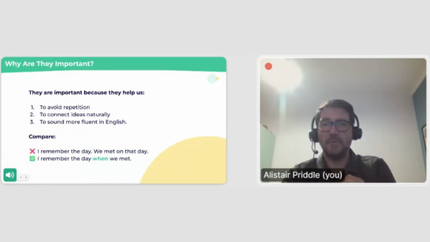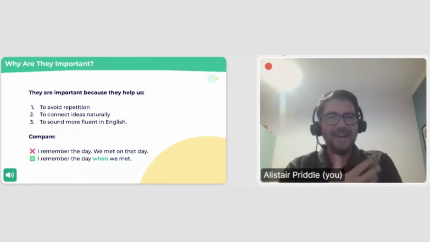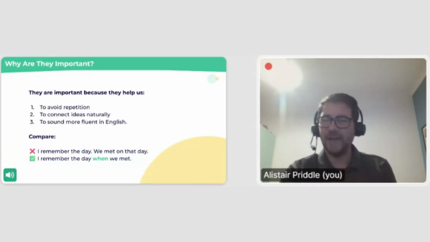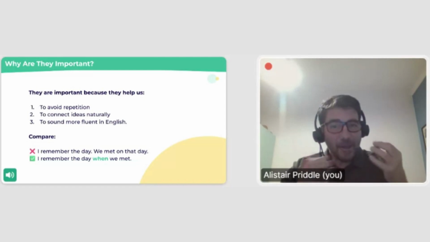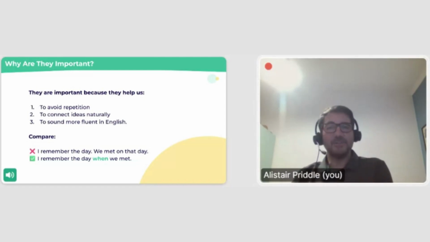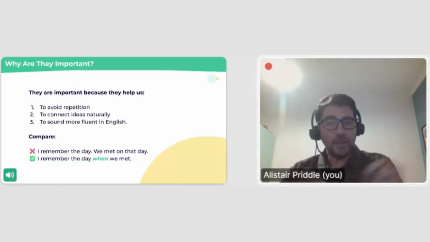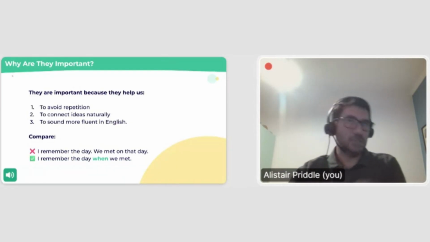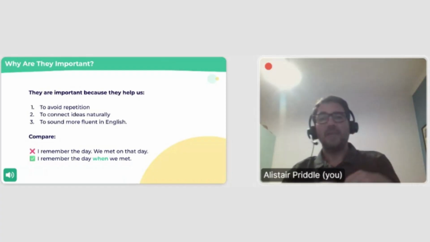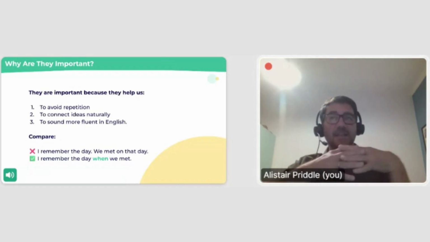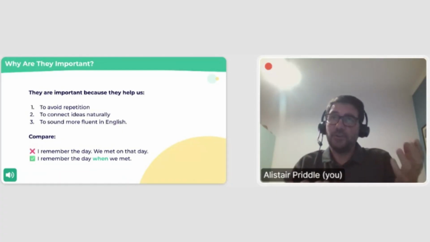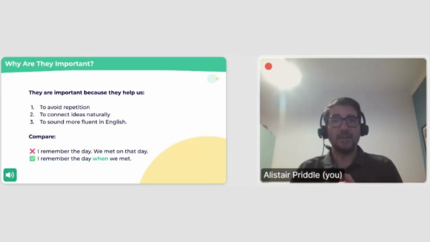Well, let's continue. So why are relative adverbs important? They are important because they help us to, number 1, avoid repetition. Number 2, they help us to connect ideas naturally. And number 3, they help us to sound more fluent in English, which is a great thing for us.